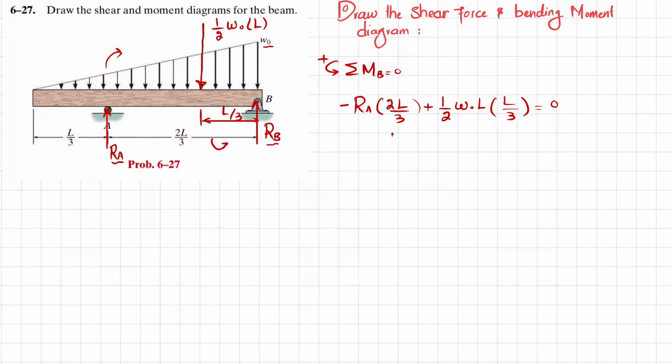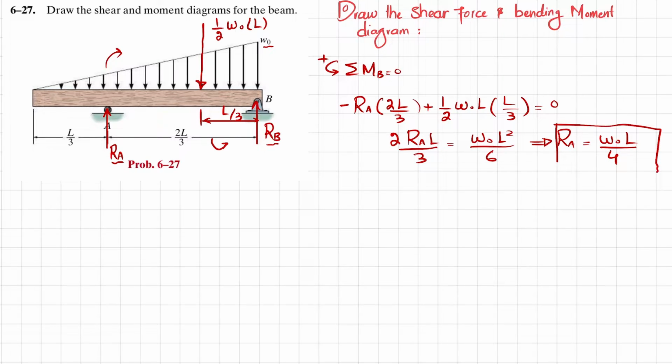So it means that 2RA L over 3 is equal to W naught L squared over 6. And from this we will get RA equal to W naught L over 4. So we have the reaction force at point A.